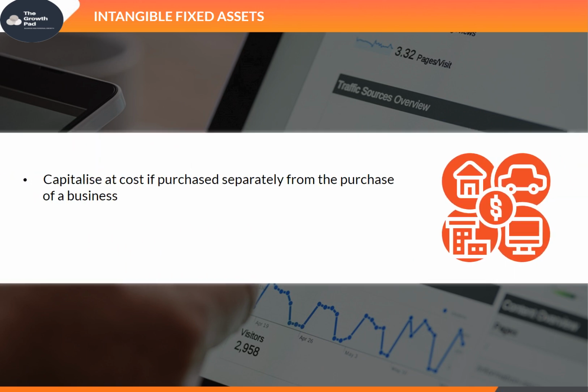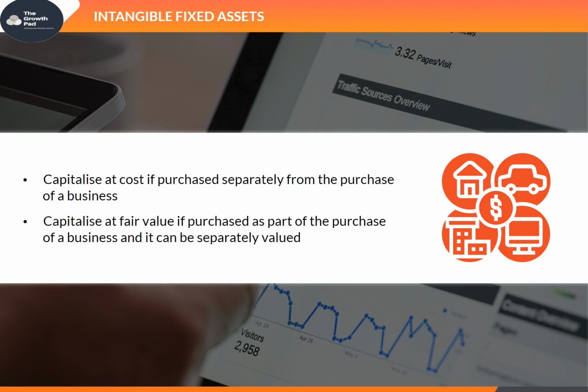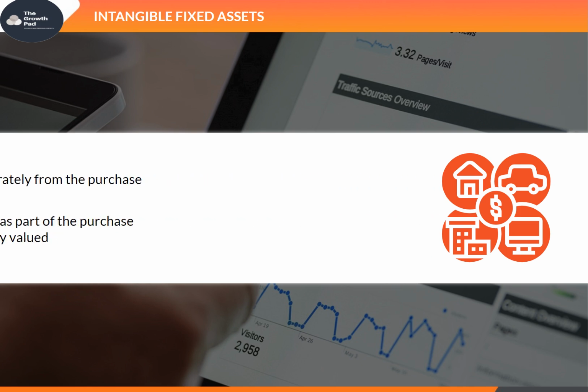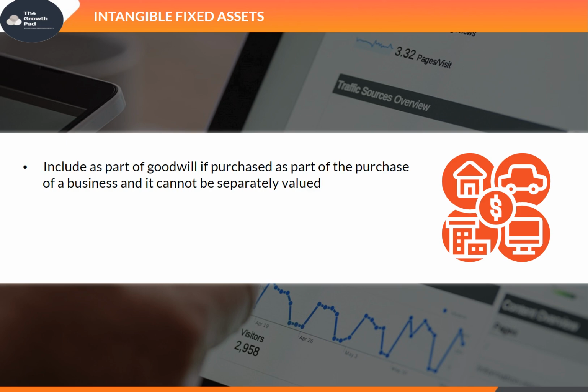Capitalize at cost if purchased separately from the purchase of a business. Capitalize at fair value if purchased as part of the purchase of a business and it can be separately valued. Include as part of goodwill if purchased as part of the purchase of a business and it cannot be separately valued. Amortize to the income statement over its economic life.